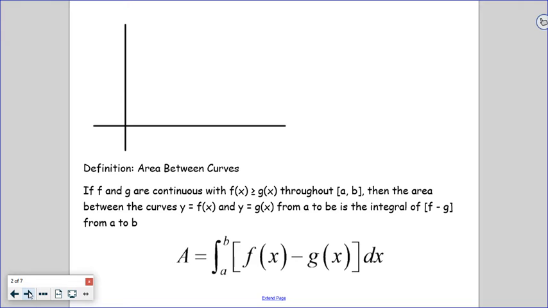So as we look at the area between two curves, that formula down there says if f and g are continuous functions and f is greater than g on an interval from a to b, the area that falls between them from a to b is the integral of f minus g. So I want to look at what is going on here.